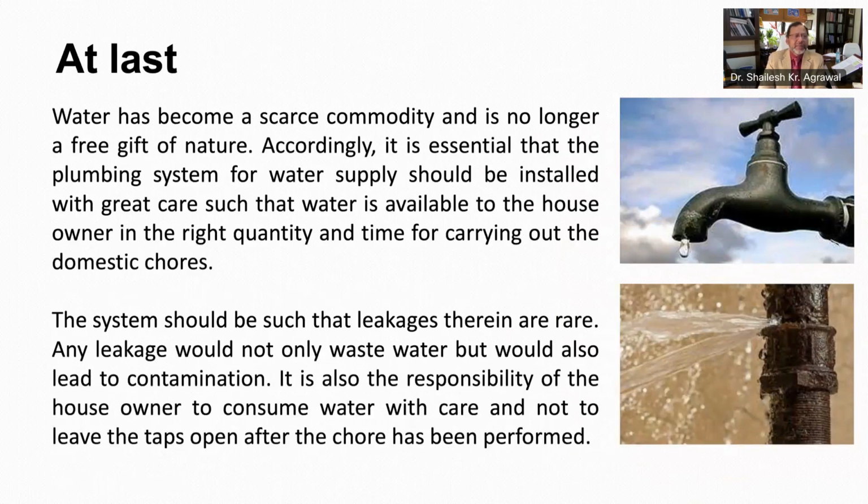At last, let me tell you that water has become a scarce commodity and is no longer a free gift of nature. Accordingly, it is essential that the plumbing system for water supply should be installed properly with great care, such that water is available to the house owner in the right quantity and time for carrying out domestic chores. The system should be such that leakages therein are rare. Any leakage would not only waste water but would also lead to contamination.